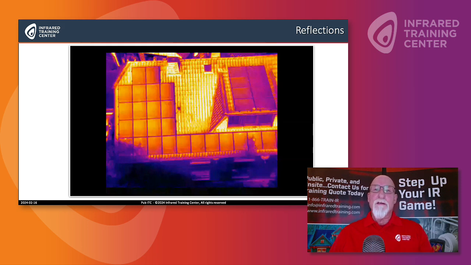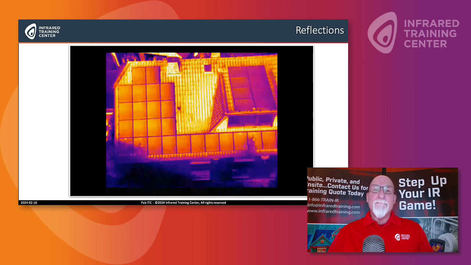We spent a lot of time in our trainings at the Infrared Training Center talking about reflection and just how inspectors, thermographers get fooled by reflections, whether it be in roof inspections, building inspections, looking at window glass, or even looking at electrical components. Reflections sometimes take time to understand and work past so that you can be very successful in your thermal imaging.